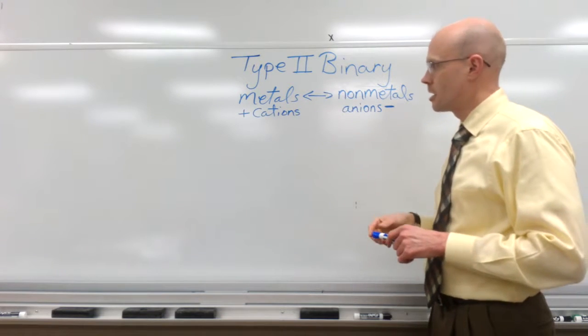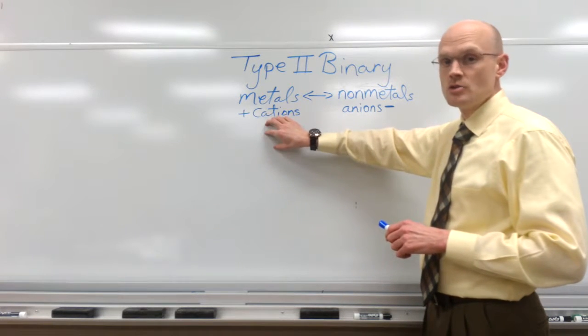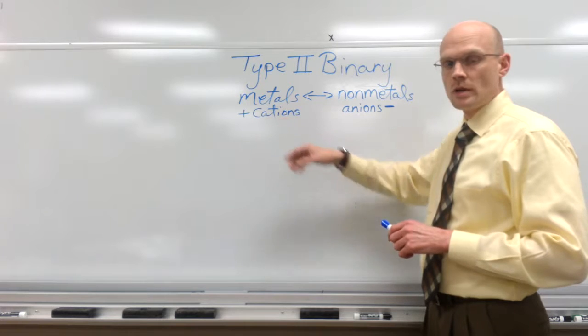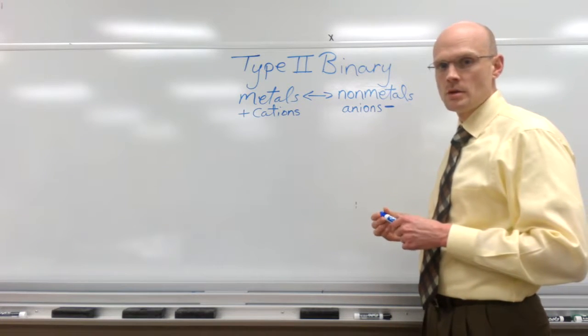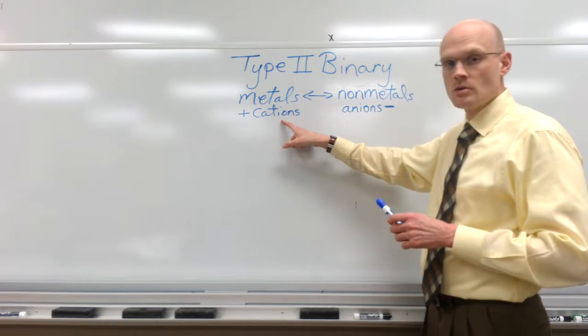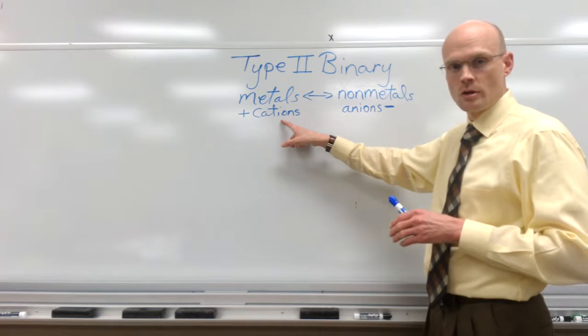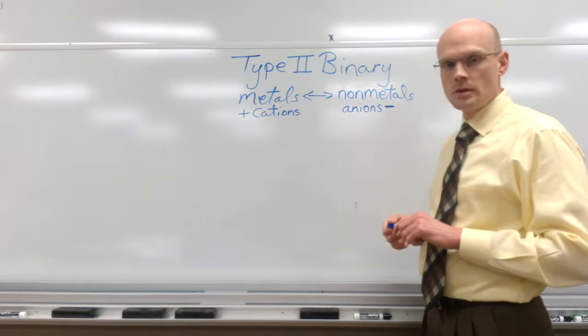Type 2 binary compounds are where we are using metals that are transitional metals, those metals that have more than one common charge on their ions, whereas type 1 binary compounds are where the metal has only one particular charge on its ion. Okay? So let's have an example here.